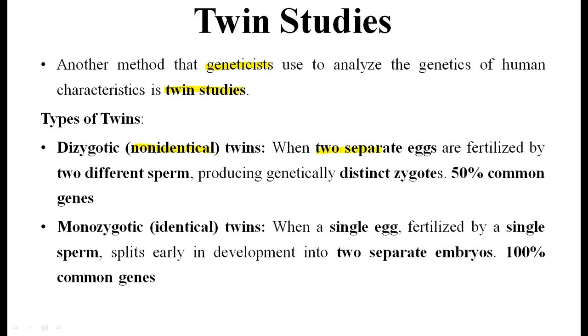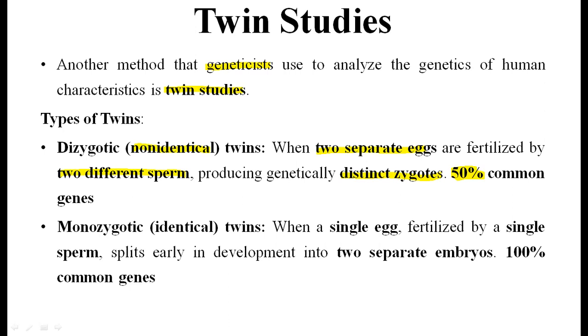When two separate eggs are fertilized by two different sperms, they will produce genetically distinct zygotes. These kinds of twins are known as dizygotic twins, and they have the chance that around 50% of the genes will be common in both of them.